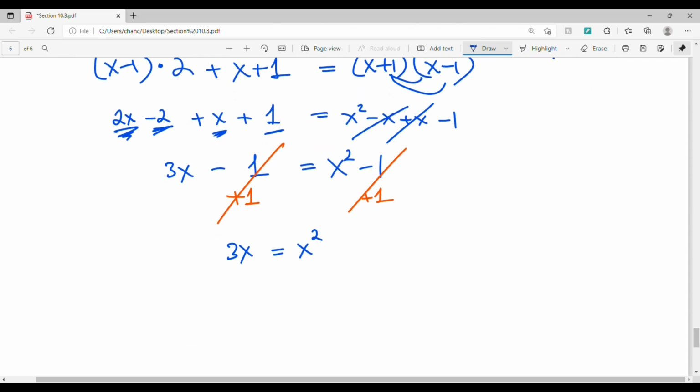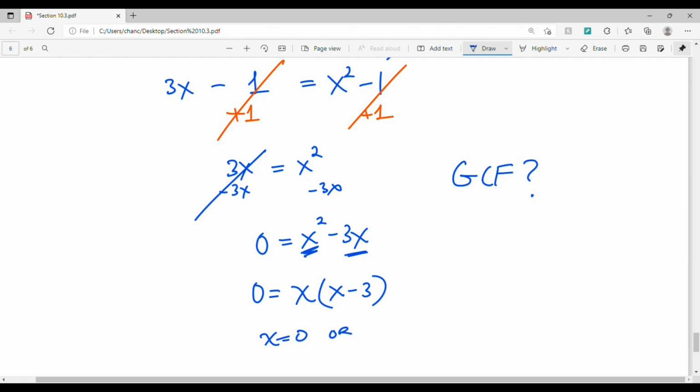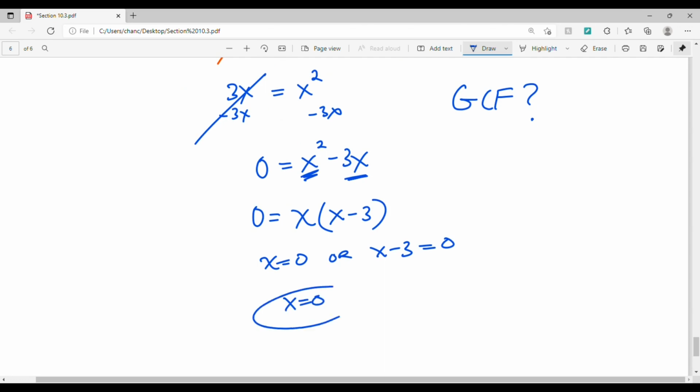I can set this equal to 0 now, so let's subtract the 3x from both sides. And so we have 0 equals x squared minus 3x. Now this doesn't have three terms, so we can't use the diamond method, but we can see there is a common factor. What's the greatest common factor? Well, it's x. So I could factor out x from both of these terms. That leaves me with an x minus 3. And so we can set each of these equal to 0. And we have two possible solutions. X could be equal to 0, it's 1. Or x could be equal to a positive 3.